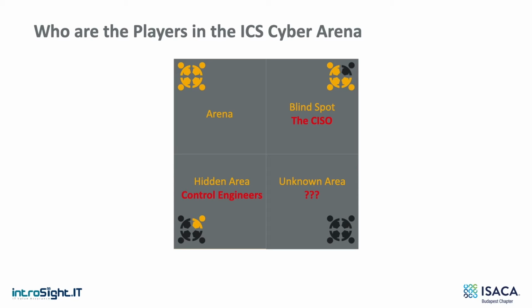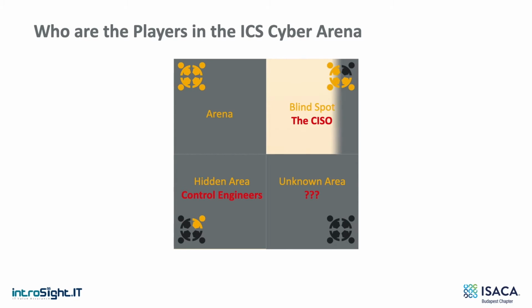Obviously, there are other players too, but the more I've learned about the dynamics between control engineers and the CISOs, the more it resembled the Johari window model, where the individual is the CISO and the group are the control engineers. Illuminating the CISO's blind spot and thus increasing the size of the arena is a good starting point for improving overall ICS cyber risk management.